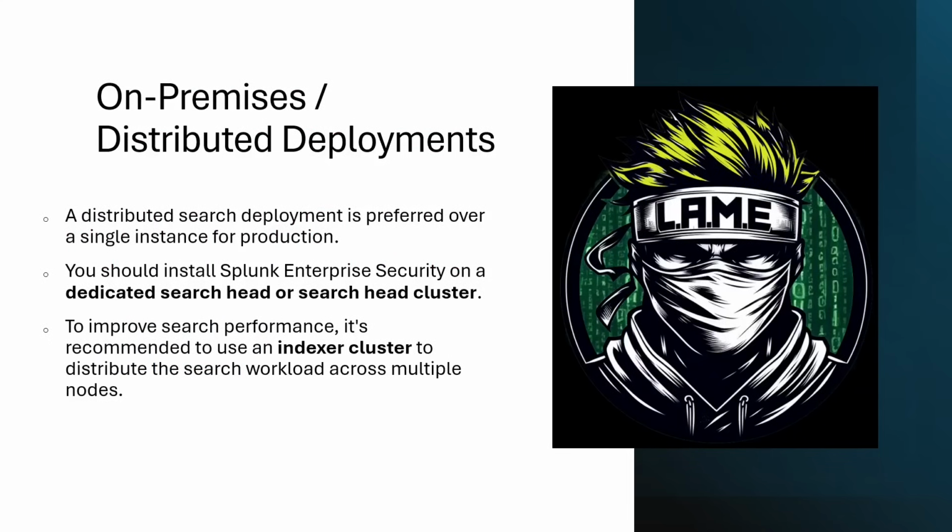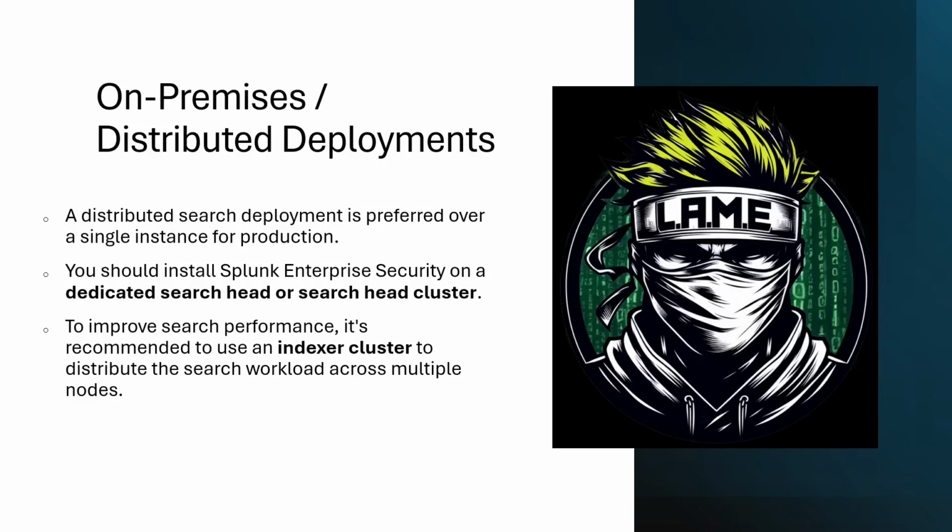For on-premise distributed deployment, these are things you need to consider. A distributed search deployment is preferred over a single instance in a production environment. In other words, you'll have your indexer separated from your search head. You should install Splunk Enterprise Security on a dedicated search head or a search head cluster. So you could be clustering, or you could have it, but you do want to put your Splunk Enterprise Security on dedicated hardware.